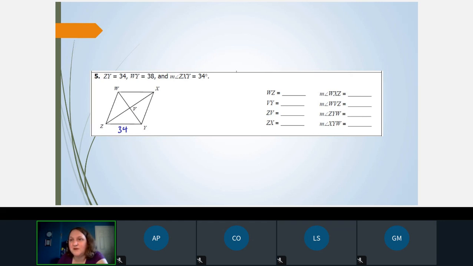A rhombus, remember, has all the properties of a rectangle or a parallelogram. So the diagonals bisect each other. So I'm just going to do 38 divided by 2 and mark each of these pieces as 19. So that way I don't get confused by putting a 38 in the picture. And we'll deal with this angle here in a moment. Let's work with the sides. Well, it's a rhombus, which means that all 4 sides are congruent. So that means these are all 34.